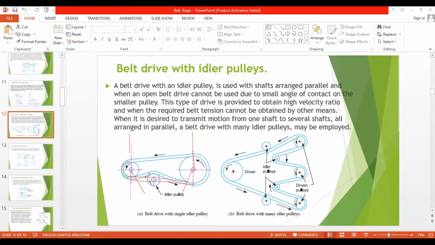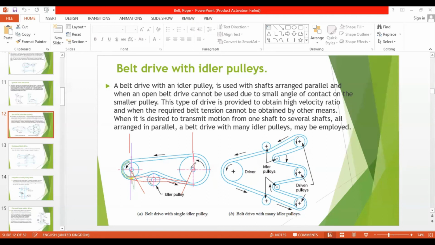But with the help of the idler pulley, the contact is increased to this region, which I will color in yellow. So this region is the increase in the angle of contact.